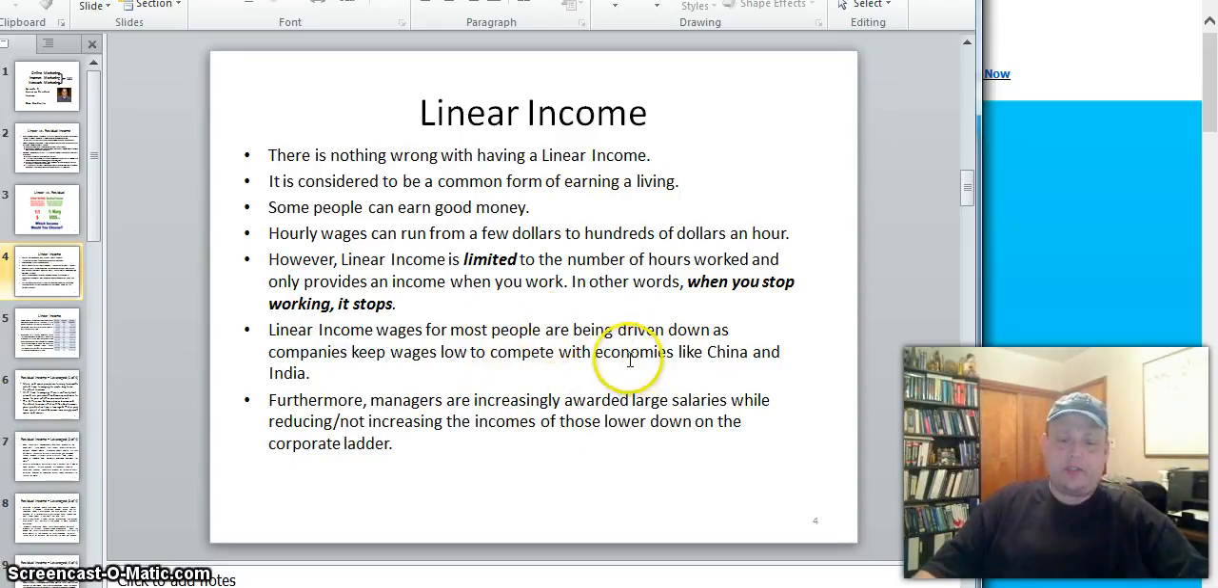Again, the outsourcing to China is driving down costs and lowering wages, and then managers get their bonuses based on keeping costs down, and they're getting their increases and all for keeping the cost of the company for all the people underneath them low.